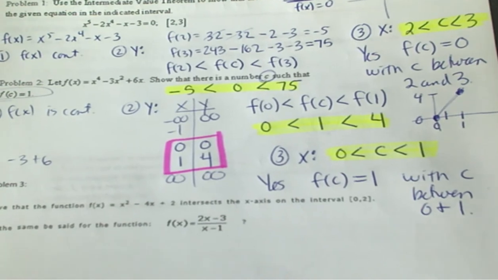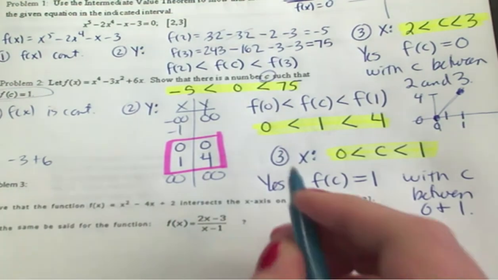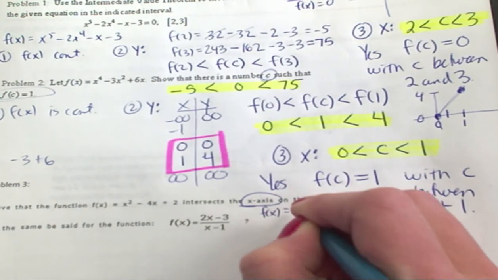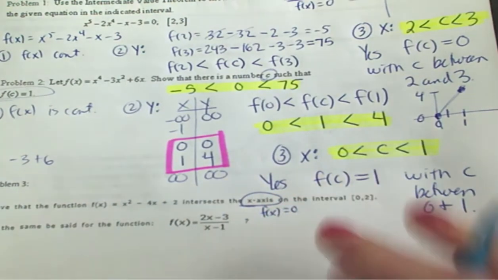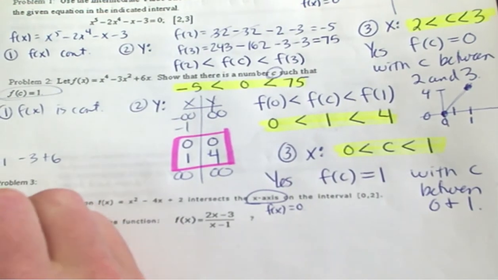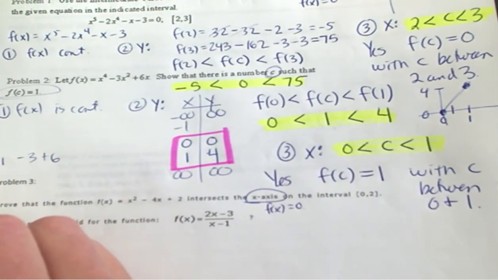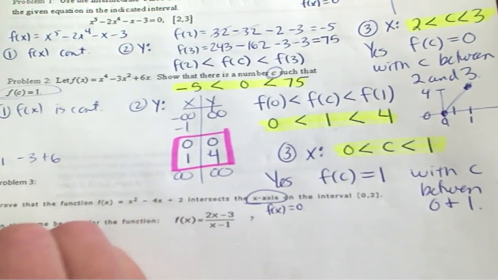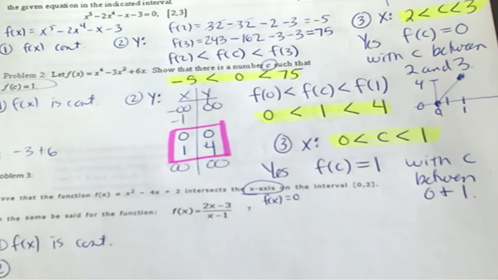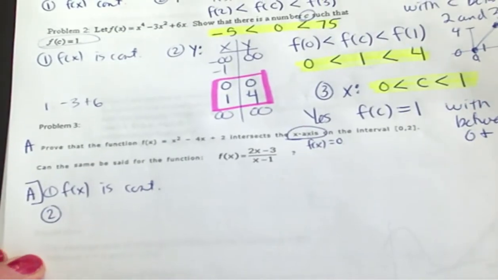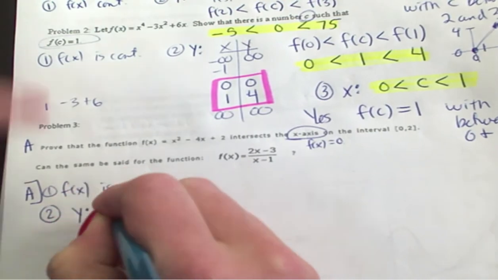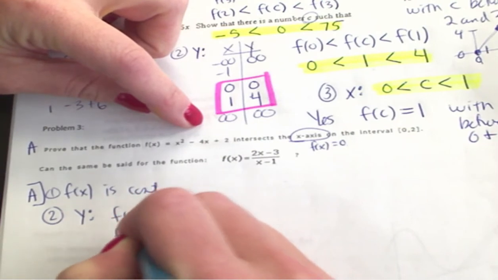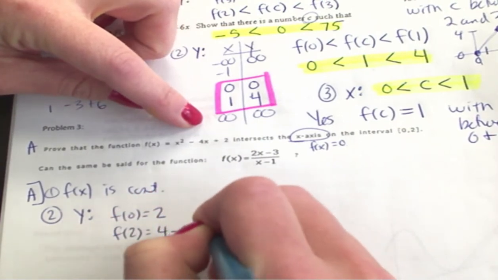Prove that the function intersects the x-axis. That means f of x equals 0 on the interval 0 to 2. So we'll just call this A. F of x is continuous. 2. Compare the y coordinates. F of 0 equals 2. F of 2 equals 4 minus 8 plus 2.